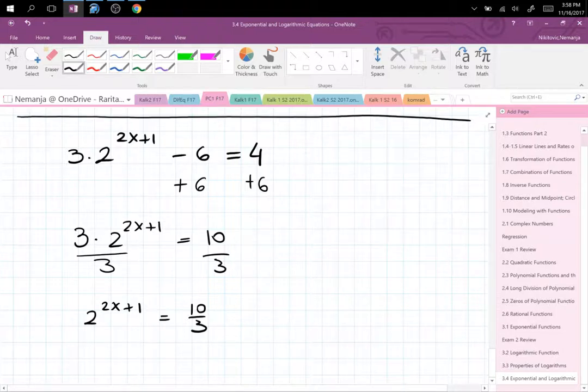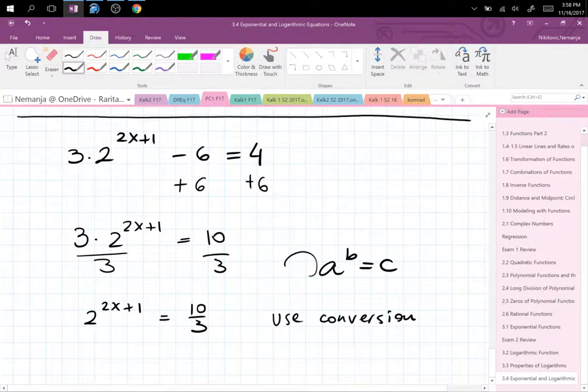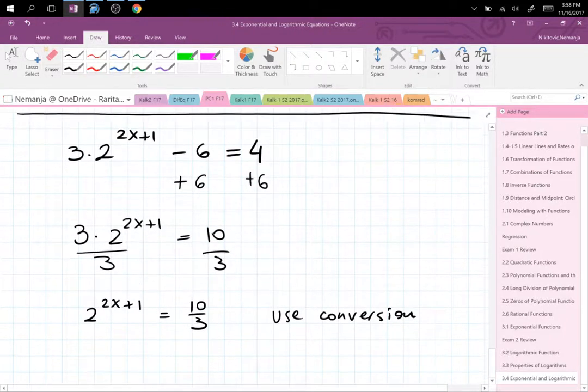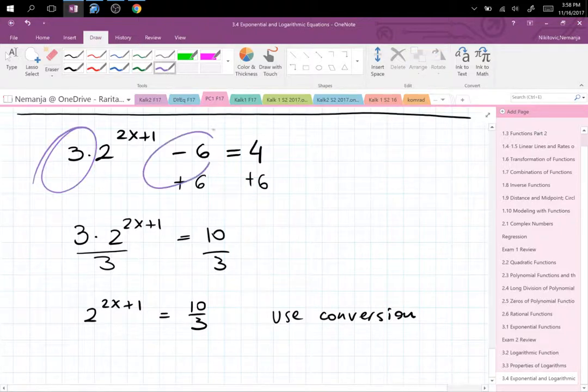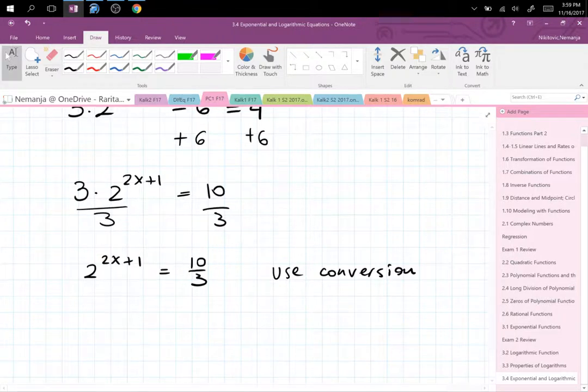Now we can use conversion. Please note that conversion goes a to the b equals c. There's no other stuff before and after a to the b. It's by itself on the left. Therefore, you have to remove all of the extra things and leave the exponential function by itself on the left. So now we use conversion.